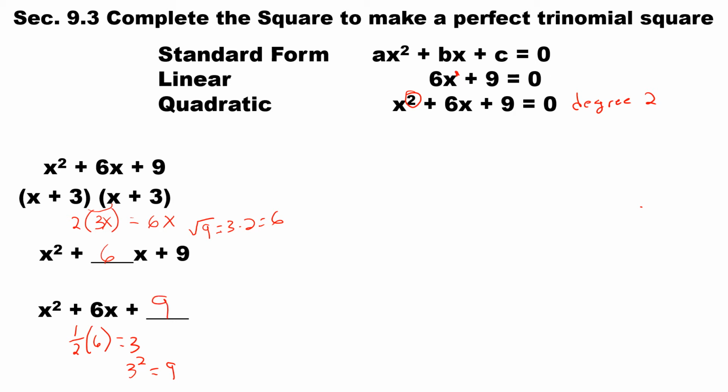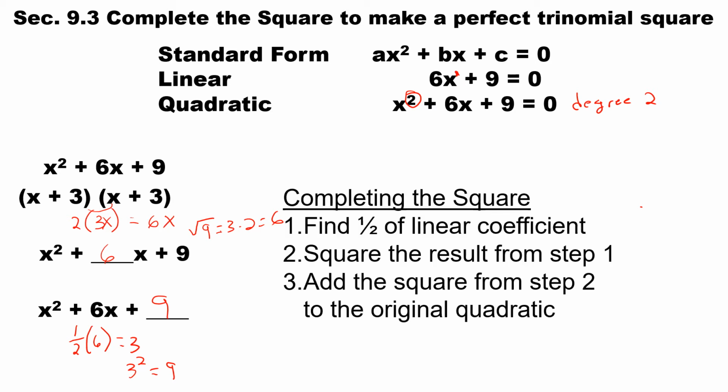That tells us the constant term. So what did I do? I took the coefficient of the x, the linear term, which is 6. I multiplied it times 1/2. I got 3, and then I squared it, and I got 9. All right, so this is what I did, right? I found 1/2 of the linear coefficient, then I squared that result, and then I added it to the original quadratic equation.